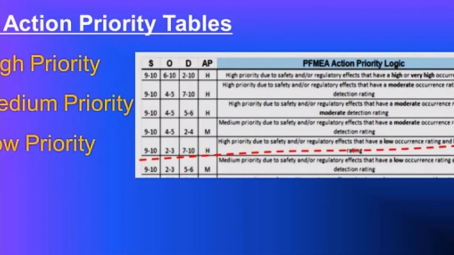Action priority is considered high or medium for severity and occurrence with moderate ranks, even when detection controls are effective. Implementing an error proofing solution is the faster path to downgrade action priority levels from high to medium and medium to low.